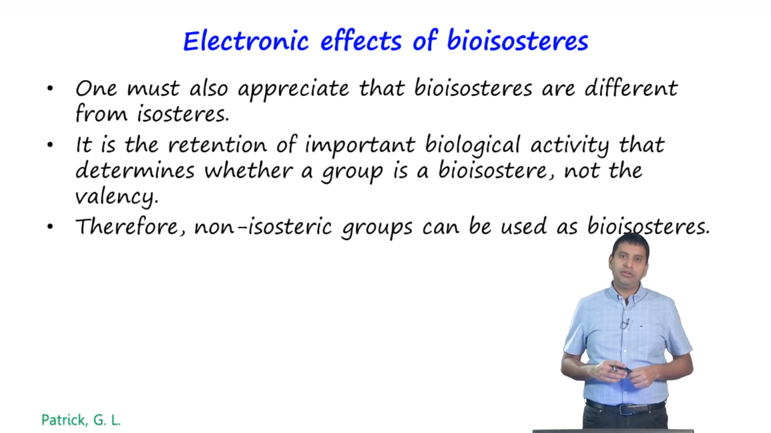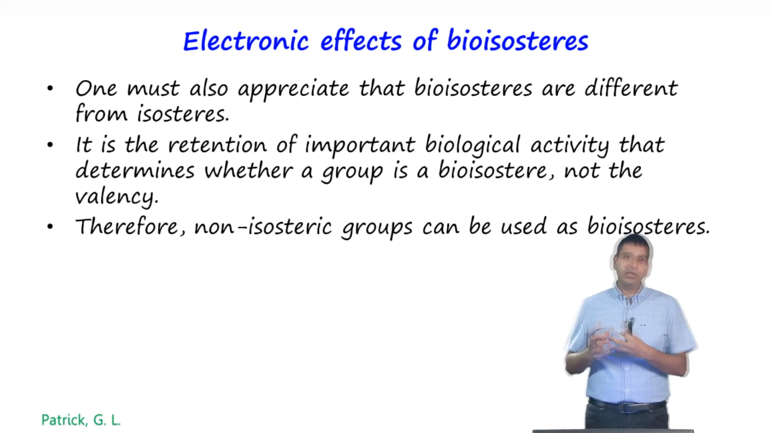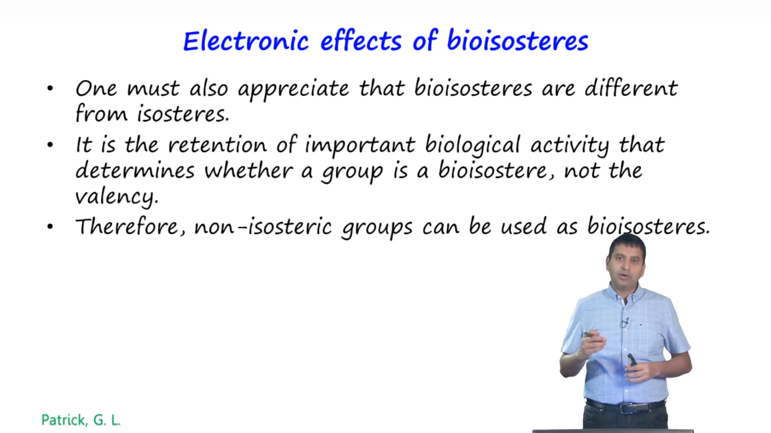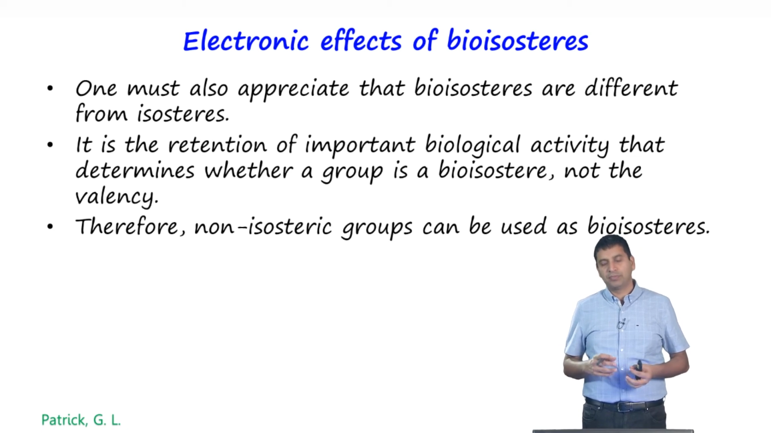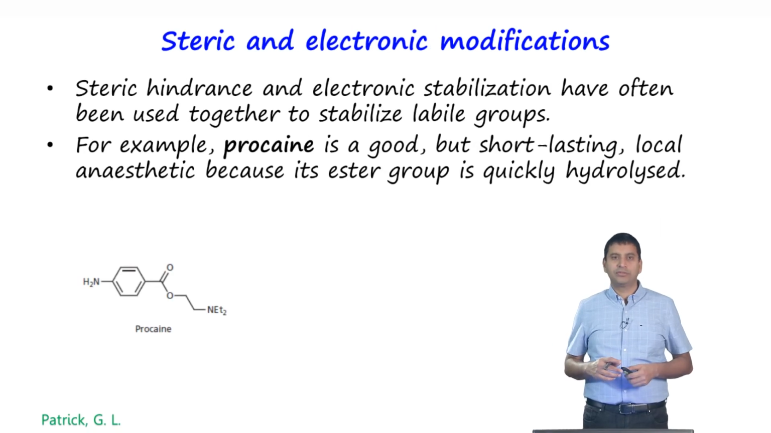Also, one must appreciate that bioisosteres are different from isosteres. Because isosteres have the same valency, one could vary this property in a predictable manner. But in the case of bioisosteres, we do not particularly have this valency condition, and therefore they can be varied based on other parameters. So, it is the retention of the important biological activity that determines whether a group is a bioisostere or not. So, non-isosteric groups can also be used as bioisosteres.